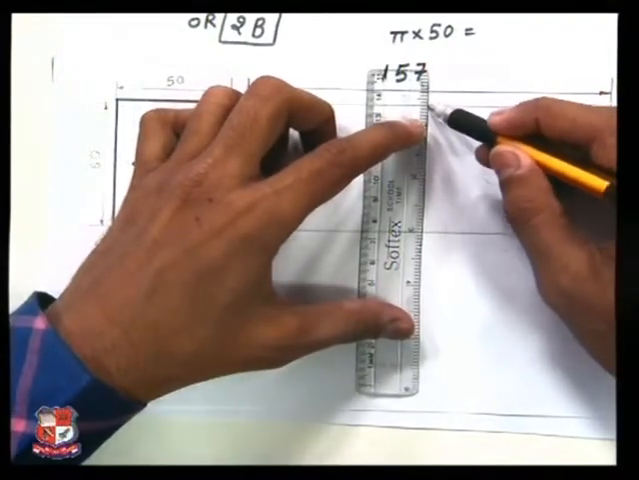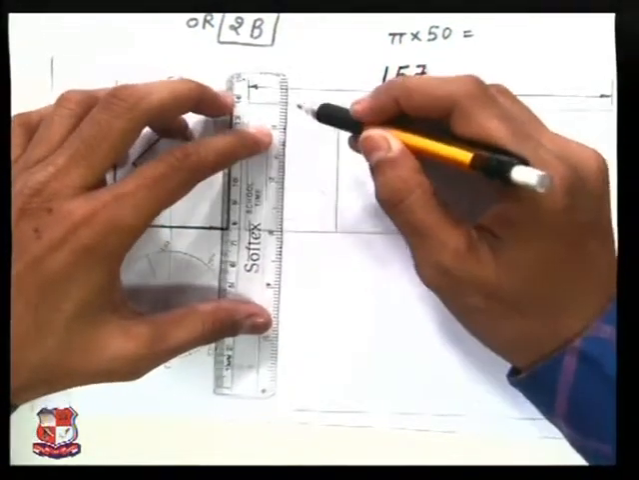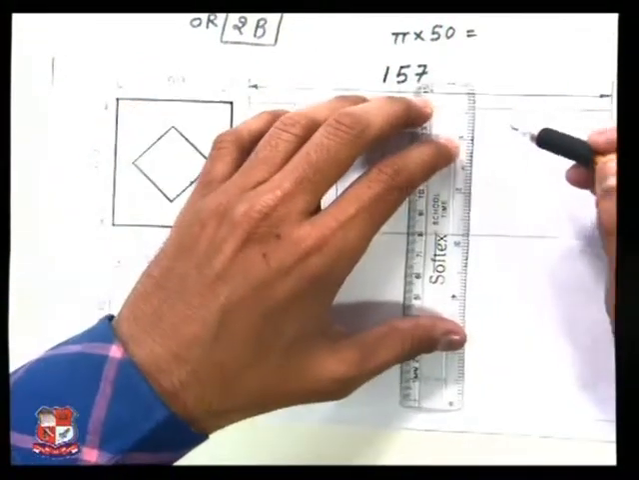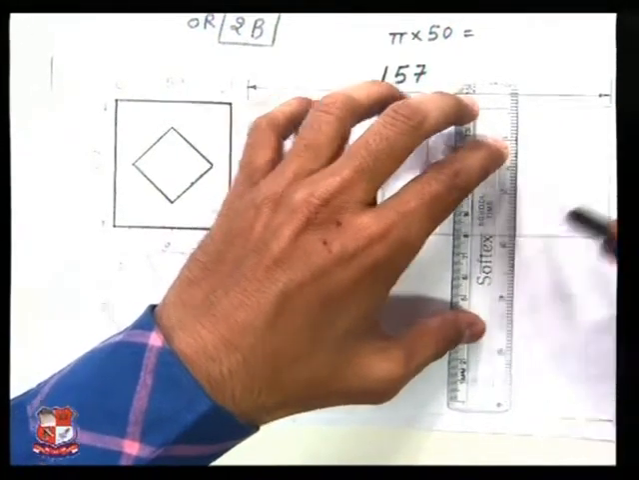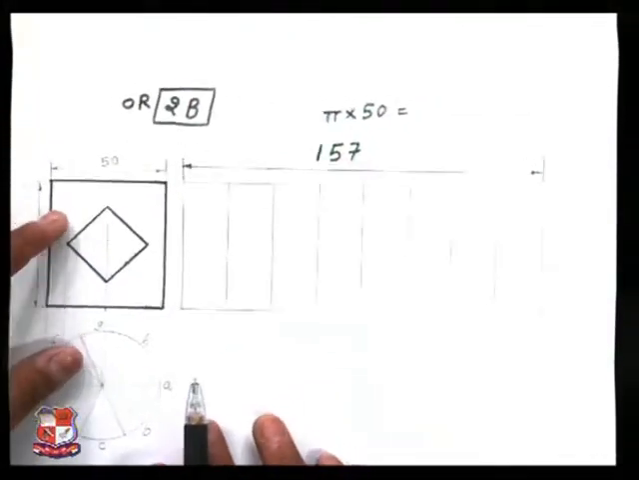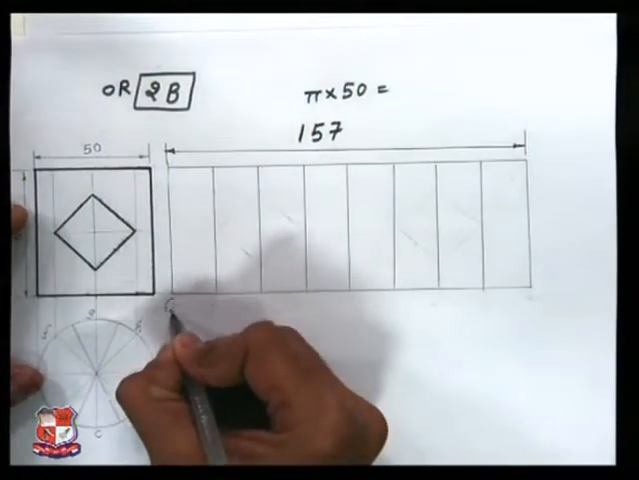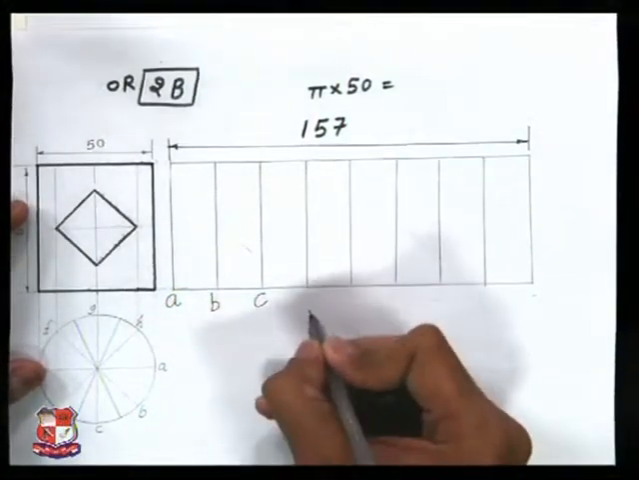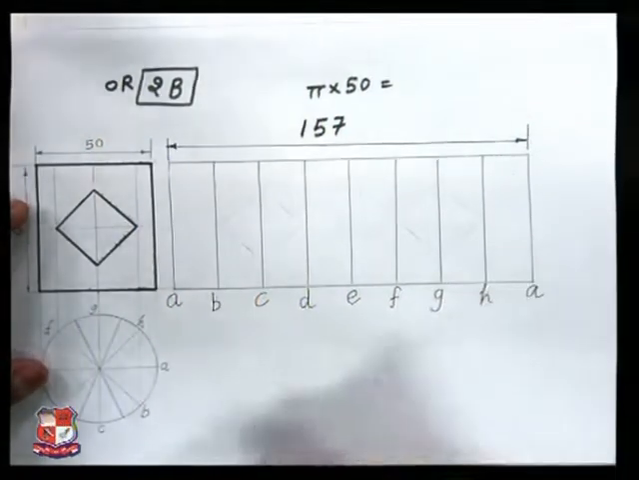First divide into 2 equal parts, then again divide into 2 equal parts like this, again divide into 2 equal parts. So total division of the given rectangle into 8 number of parts would be like this. So we have divided the total width into 8 equal parts like this. Now name the end points. Say this is point number A, point number B, C, D, E, F, G, H and back to A.